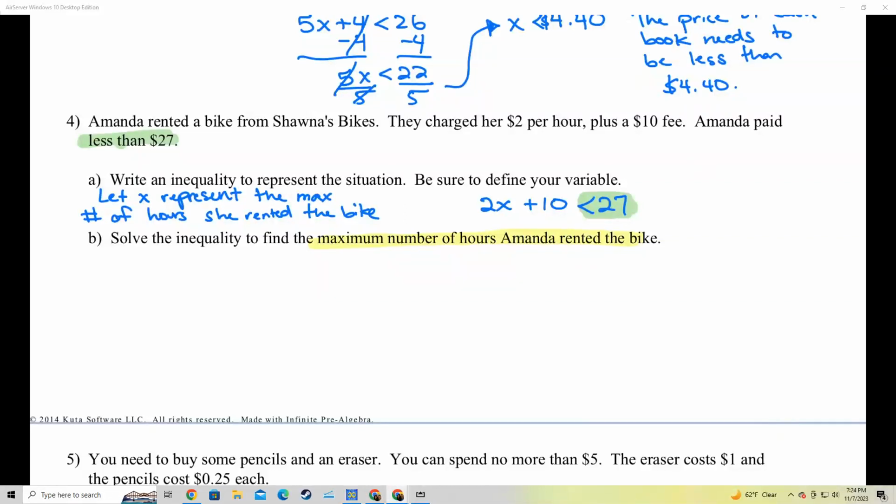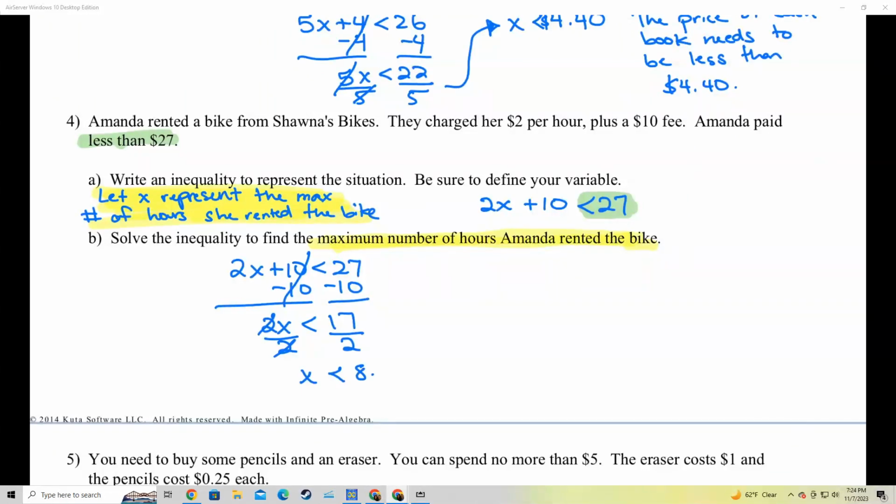Now that I have it set up, let's go ahead and solve this. I forgot to highlight this in yellow. It's going to be 2x plus 10 is less than 27. We're going to subtract 10 from each side. Again, I'm going a little bit quicker on this part because you should be comfortable solving these inequalities. We've done enough of this where you should be good with this. And 17 divided by 2 is going to give me 8.5.